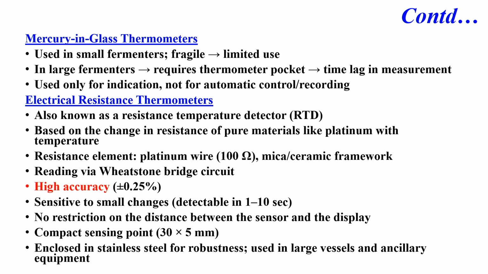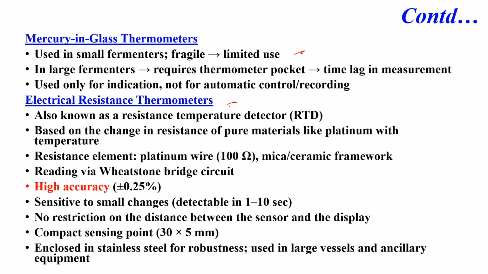The mercury in glass thermometer is used at lab scale; it is fragile and has limited use. All of us must have seen this mercury in glass thermometer. This is the usual thermometer. It has mercury, and the mercury rises and directly indicates the temperature.